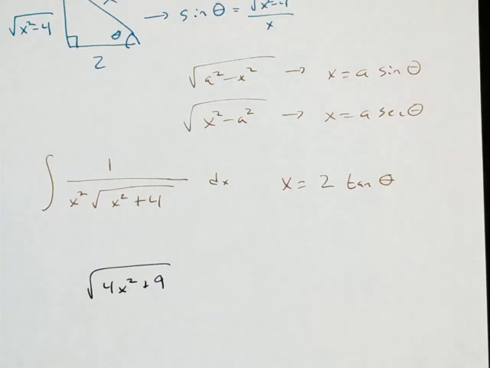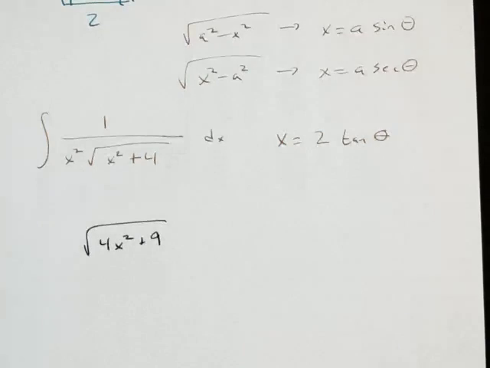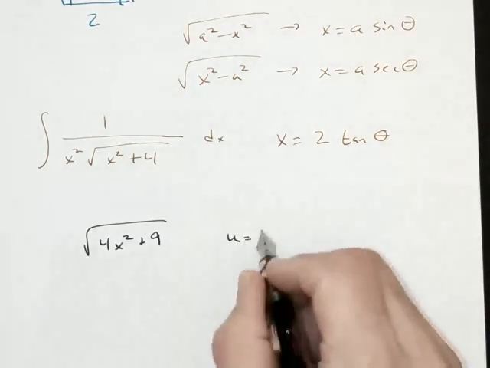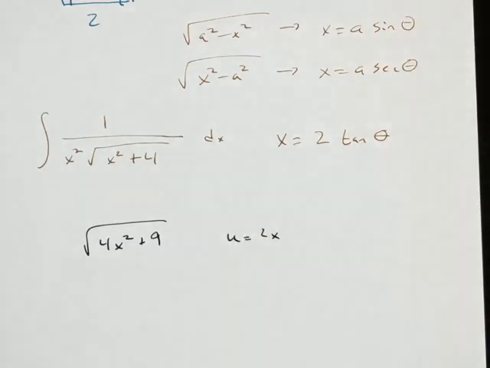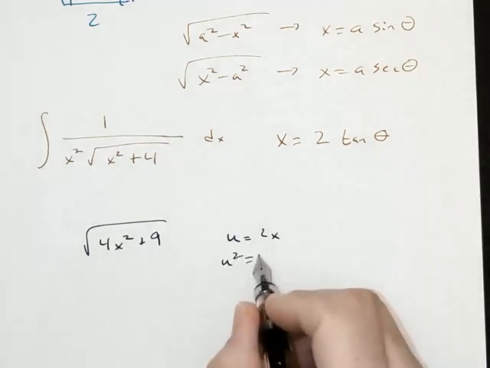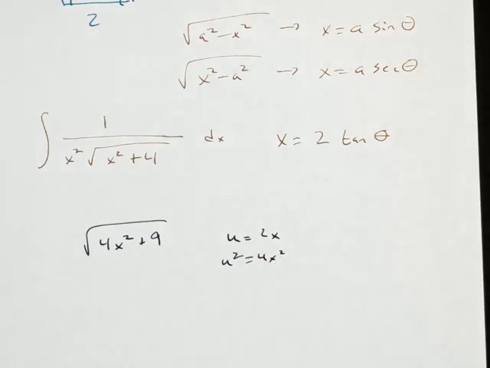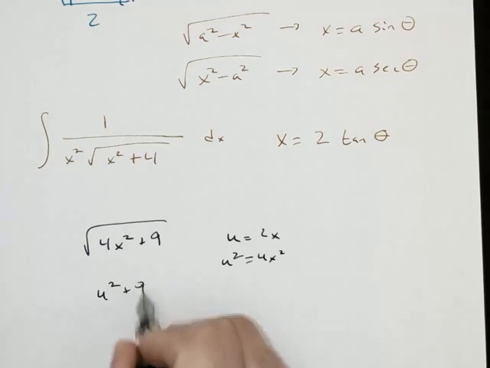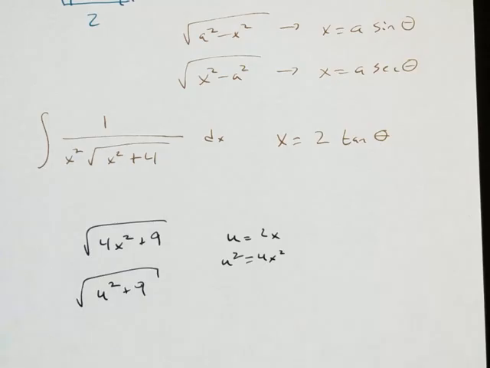What do I do with that? The 4 is screwing with me. Well, it turns out you actually have several different ways you could do this, but I think the easiest one to do is a u substitution. Because then 4x squared is u squared. This is example 6 in the text.